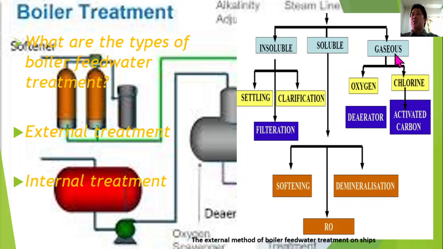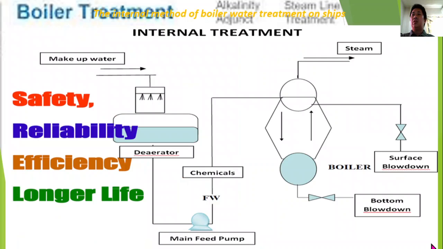For the gaseous impurities, we have oxygen and chlorine. To remove the oxygen, we have the aerator. To remove the chlorine, we have activated carbon. So these are the external water treatment. Now let us proceed to the internal water treatment.